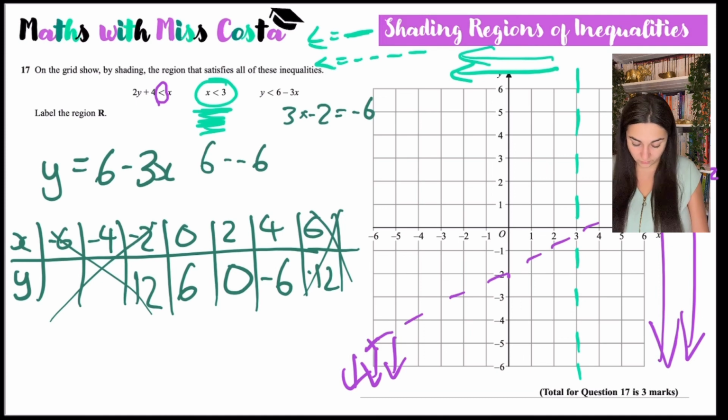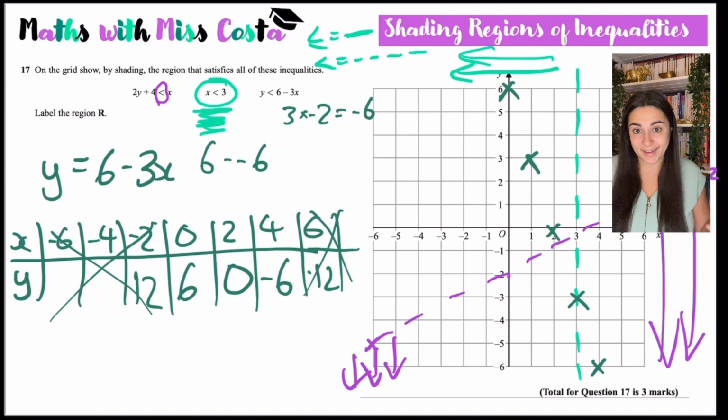So we've got our 3 coordinates here. So we've got (0, 6), we've got (2, 0), and we've got (4, -6). Now, in this case, you might want to work out the coordinates for 3 and 1 if you wanted to make your graph more accurate. So, for instance, for 3, if x was 3, y would be 6 take 9, which is -3. And over here for 1, if x was 1, 6 take 3 is 3. So you could do that to make it more accurate.